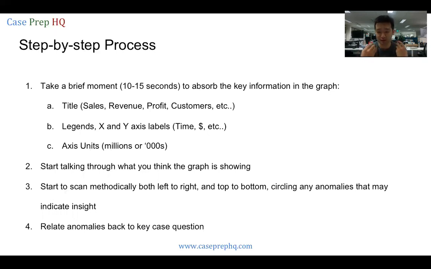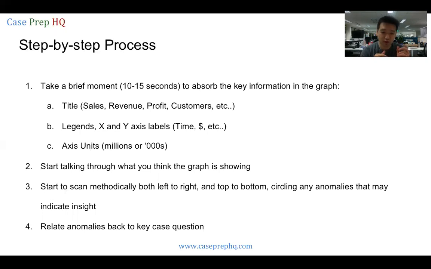That's when you start to actually do the analysis. You should start to scan methodically left to right, top to bottom, across basically all the axes and legends that they've given you, looking for any kind of anomalies. So if you had paper and a pen, you should actually be circling the anomalies that you're finding, as well as talking through it. So again, I'll do it in a work example just next.